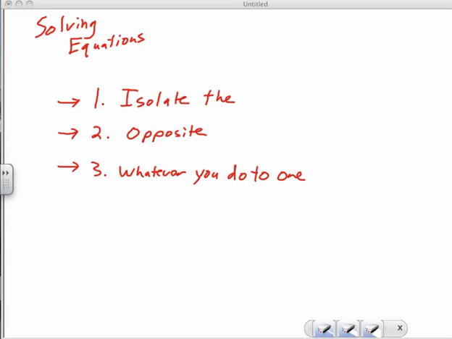Alright, so we're going to try this for a third time. The computer hasn't been cooperating very well, but what we'd like to cover is solving equations.